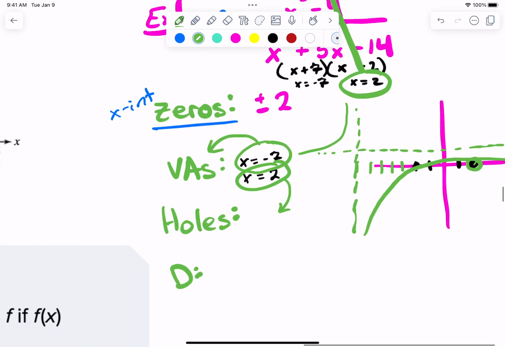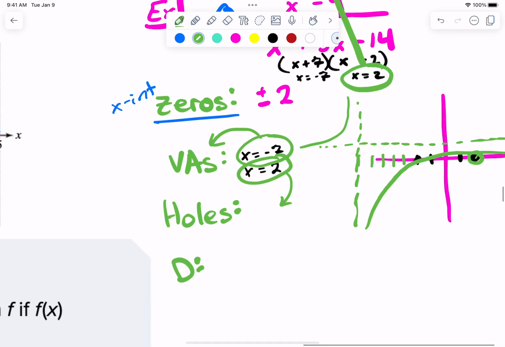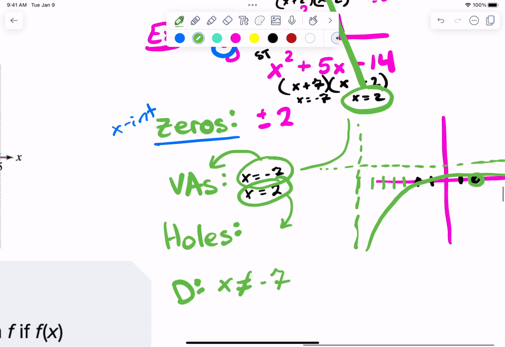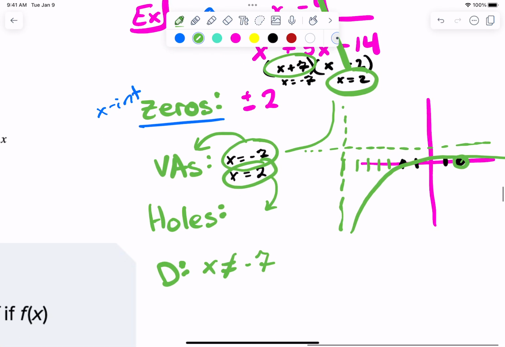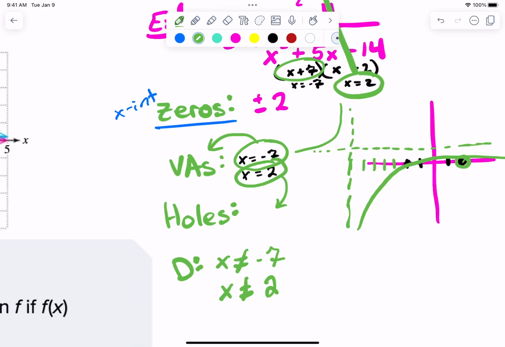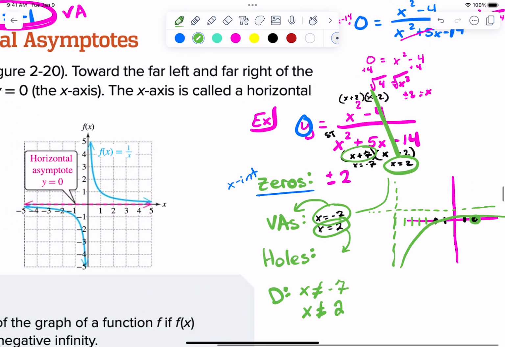So there's that. As far as domain goes, what can x not be? Negative 7. No, x can't be negative 7, because that's what my bottom is, right there. But what else can x not be? 2. Doesn't matter that it's a hole. The domain excludes holes and vertical asymptotes. It's where your x doesn't touch. Does that make sense? That's nasty. Yeah, that is kind of nasty. I don't like it. Okay? Good?